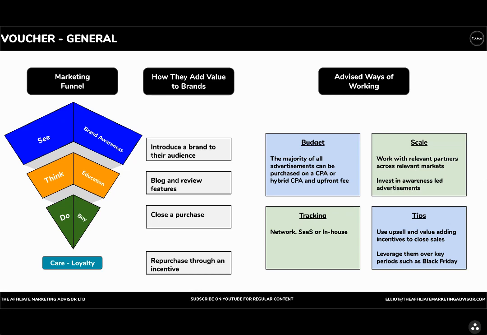And the last tip from me here is to use upsell or value-added incentives. Don't just offer X% off. That way, at least the voucher site is encouraging customers to spend more money, and they're driving a form of incremental value for your business. So tracking: work with a network or SaaS. And tips, as I said: upselling, and then leverage them over key periods.